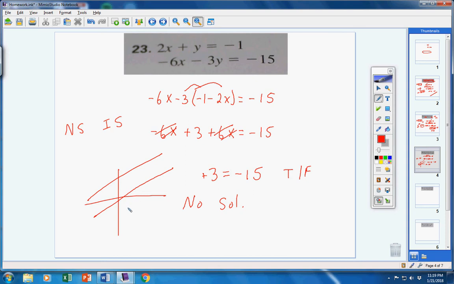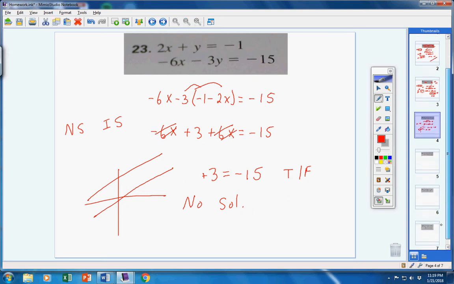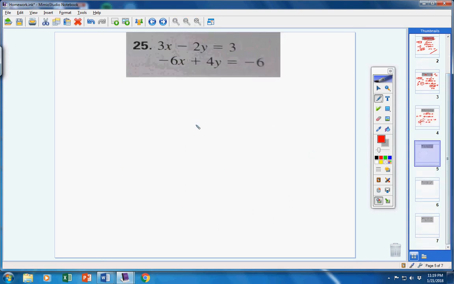That's why the answer is no solution. Okay? Alright, last three we're going to use linear combination. So, right now if we were to add these two equations together, we would get negative 3x, positive y, and a negative 3. Okay?